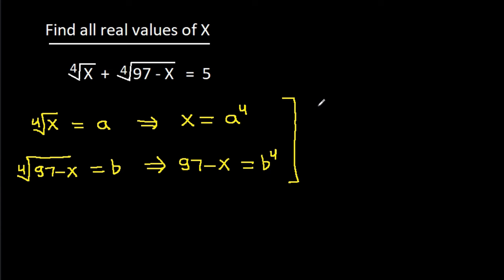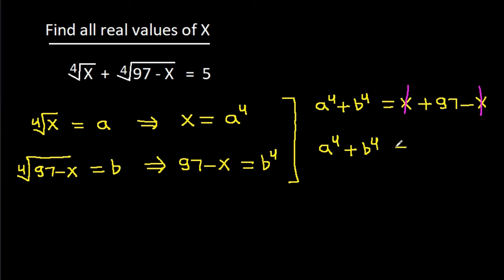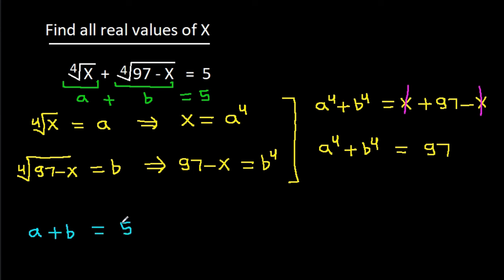And now if we add a power 4 and b power 4, then a power 4 is x plus b power 4 is 97 minus x, and x will get cancelled. So a power 4 plus b power 4 is 97, and also this is a and this is b. So we have a plus b is equal to 5, and a power 4 plus b power 4 is equal to 97.